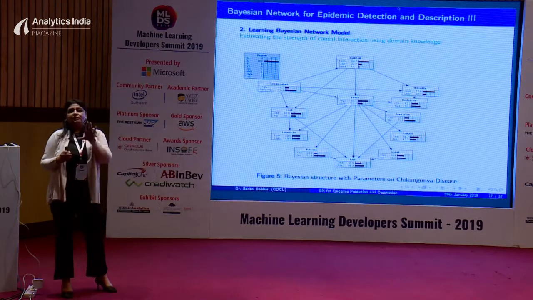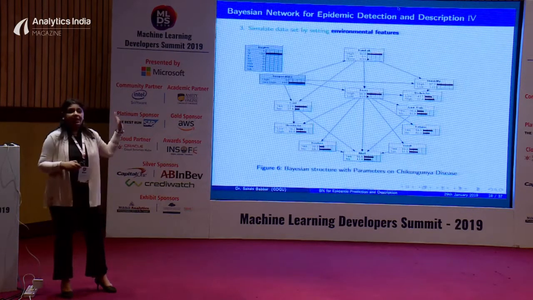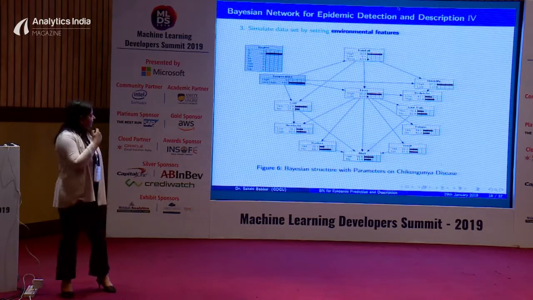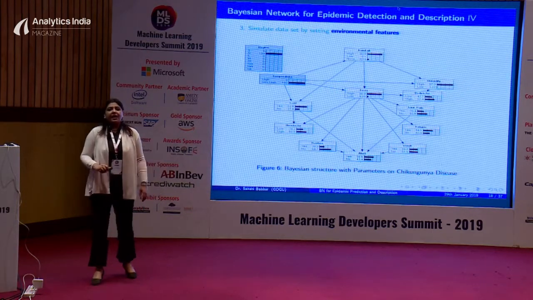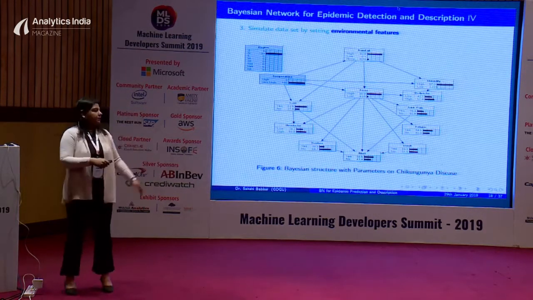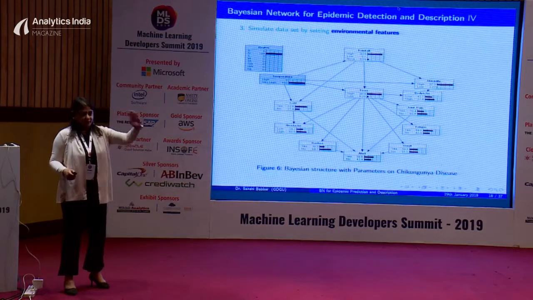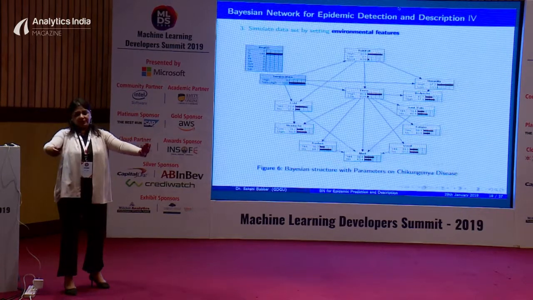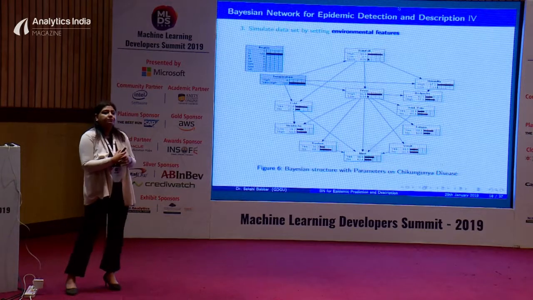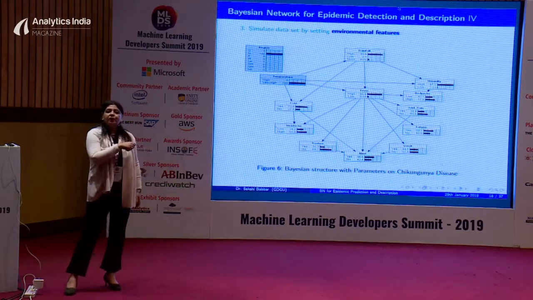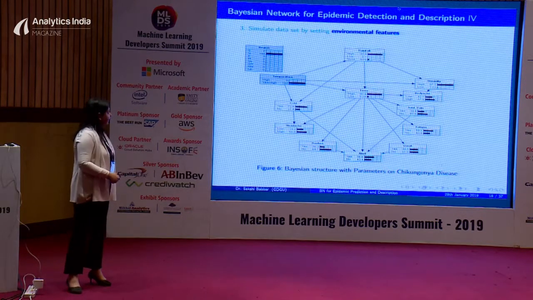So the next step was simulating the data set. Those were simulated by setting the environmental variables. As an example, I said that today the temperature is very high, and I simulated the data set, right? I set this for all the environmental variables I have, and based on those settings, I simulated some of the data set. And those data sets were used to evaluate this particular model, right? I will detail that as well.